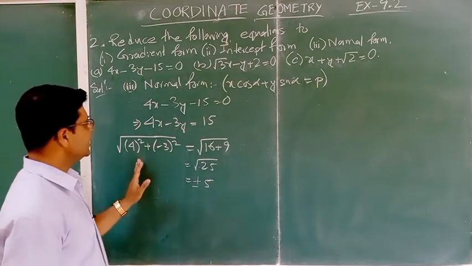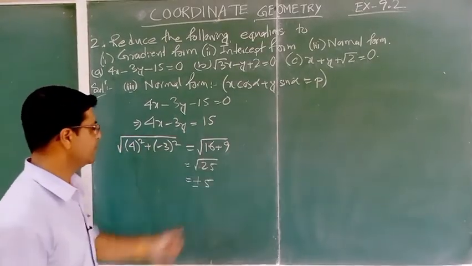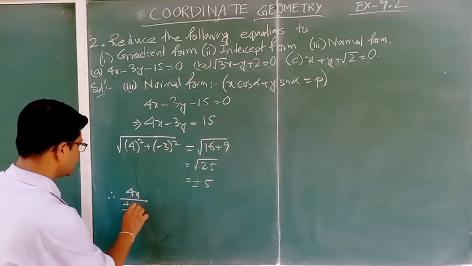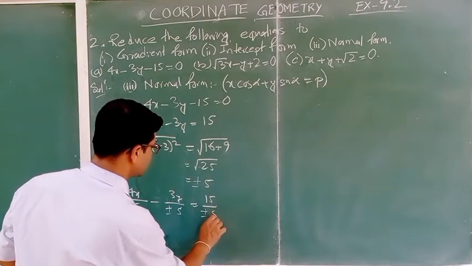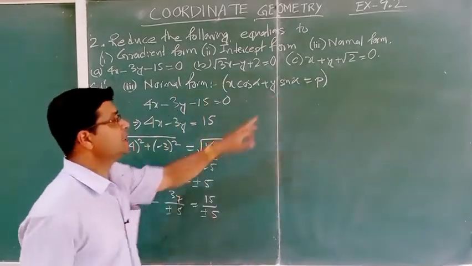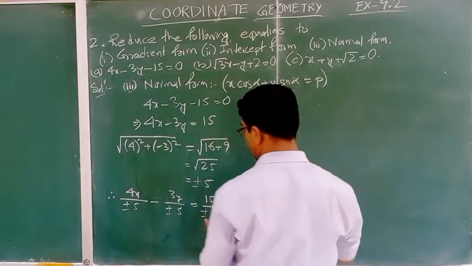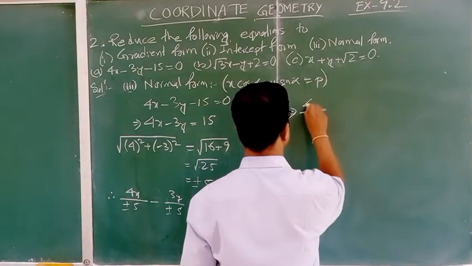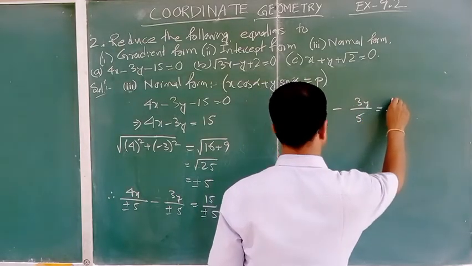Now after finding it, in each sum we have to do the same procedure. We shall divide each term by this plus minus 5. So what we obtain, 4x divided by plus minus 5 minus 3y divided by plus minus 5, equals 15 divided by plus minus 5. Now you see, my dear students, the right hand side is p, that is the length of the perpendicular. That length must be positive always, so we cannot choose the negative sign. We will choose only the positive sign. So neglecting the negative sign, 4x by 5 minus 3y by 5 equals 15 divided by plus 5.